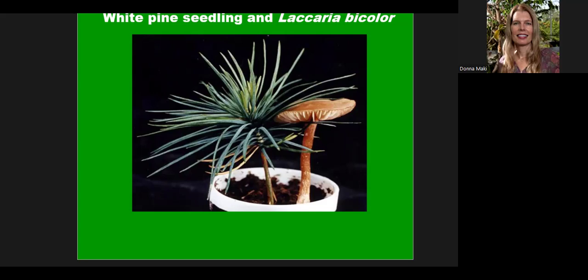That's one reason why I picked this, because there's a lot of active work on it already with several different groups of scientists around the world. Also, Laccaria bicolor does have biocontrol abilities, and it's pretty easy to grow in the lab. So that was nice too.